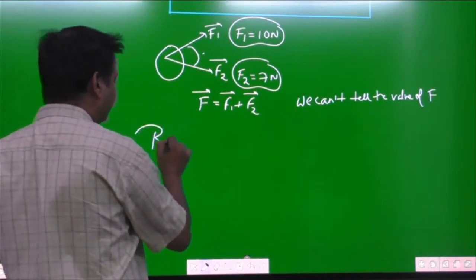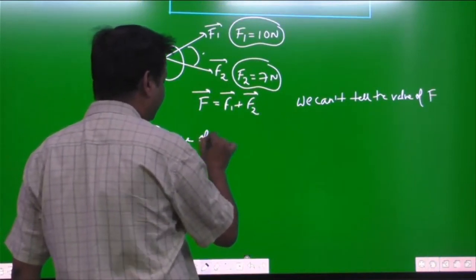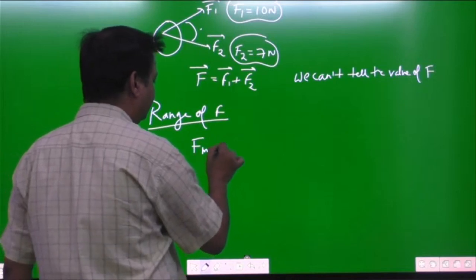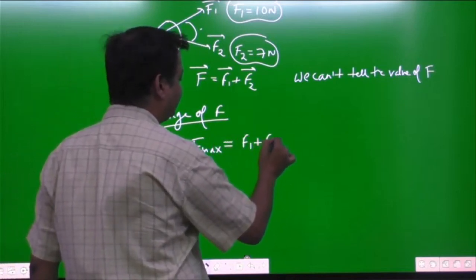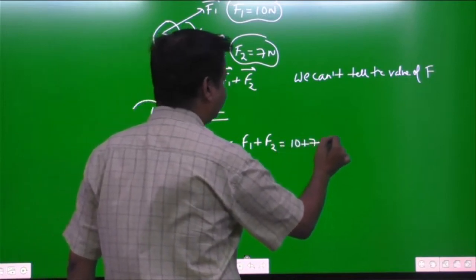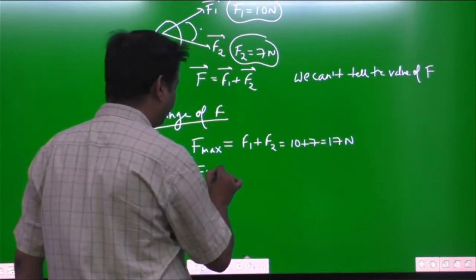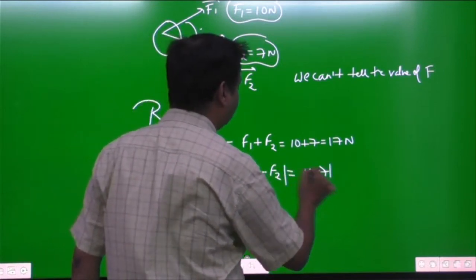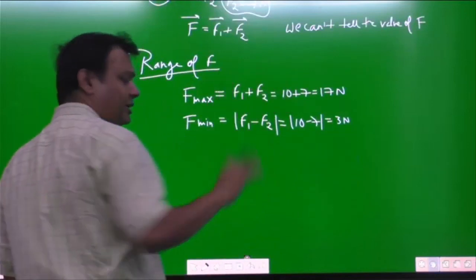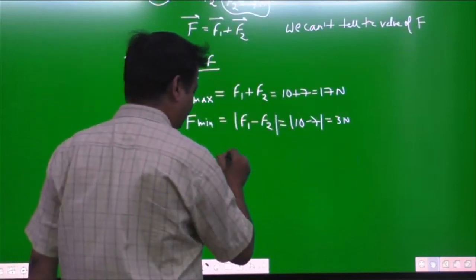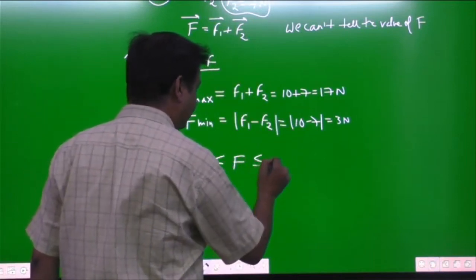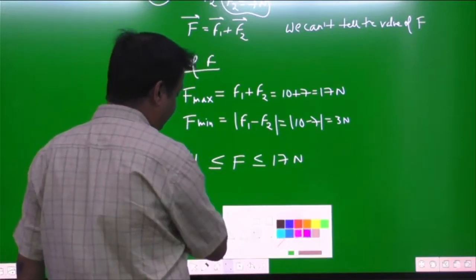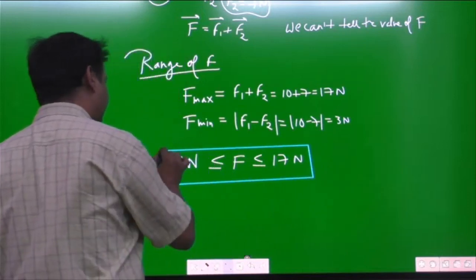But whatever the angle may be, can you tell me the range of the magnitude of F? Yes. The maximum magnitude of the resultant will be the sum of the individual magnitudes, that is 10 plus 7, that is 17 Newton. And the minimum possible magnitude will be the absolute difference, that is 10 minus 7, that is 3 Newton. So no matter what the angle is, F will have a range between 17 Newton and 3 Newton. It can never be greater than 17 Newton, and it can never be less than 3 Newton.